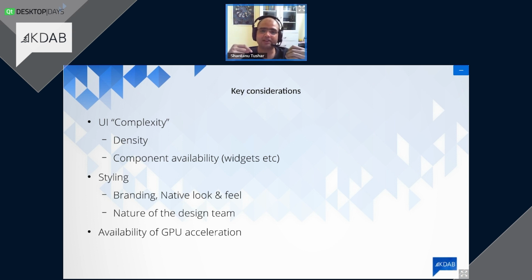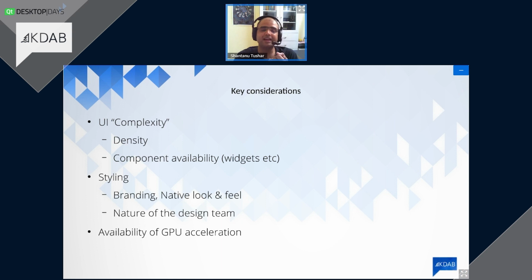I'll explain how in the presentation, but that's something that again lets you make that call. And one of the other things is the availability of acceleration. QML, at least right now in Qt 5, relies on OpenGL for rendering, RHI in Qt 6, but generally QML will not work that well if you use software rendering, for example.